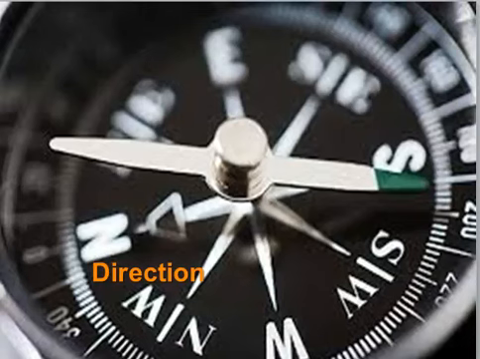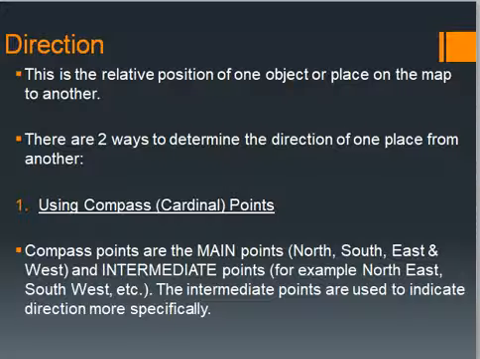We're now going to look at the concept of direction. Direction is the relative position of one object or place on a map from another. There are two ways to determine the direction of one place from another. Firstly, by using compass or cardinal points. Compass points are the main points of north, south, east, and west, as well as the intermediate points, for example, north east and south west. And these intermediate points are used to indicate direction more specifically.